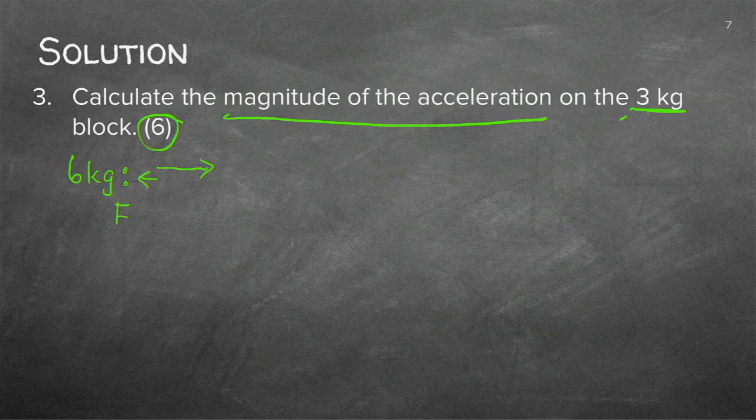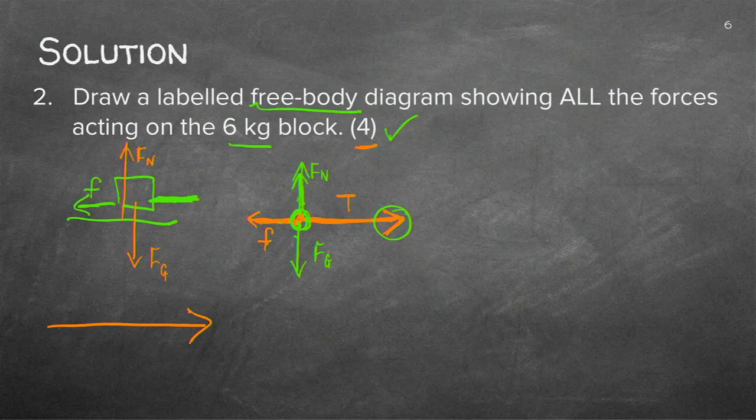So I've got F net is equal to the mass times A. And if it's the first time you use that equation, you get a mark for that. The F net is the T that's pulling to that side minus the friction. So it's T minus friction equals mass 6A. And if I recall, they gave you the friction. They said to us, there's a frictional force.